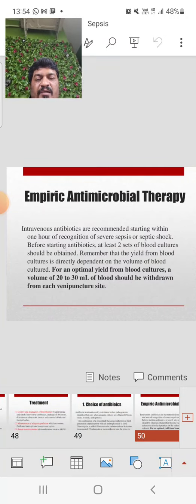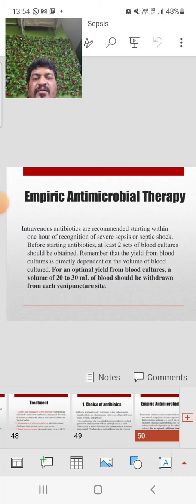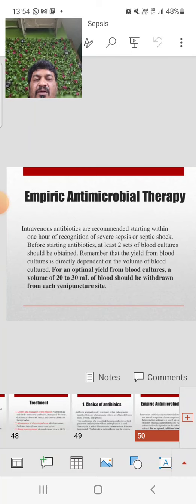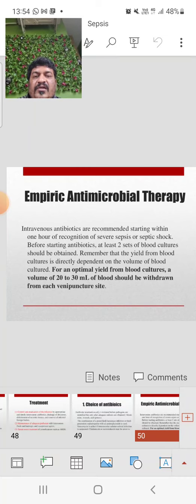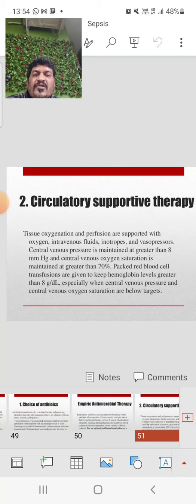Empiric antimicrobial therapy, in terms of antibiotics, is recommended starting within hours of recognition of severe sepsis or septic shock. Before starting antibiotics, at least 2 sets of blood cultures should be obtained. Remember that the yield from blood cultures is directly dependent on the volume of blood cultured. For an optimal yield, a volume of 20 to 30 ml of blood should be withdrawn from each venipuncture site.